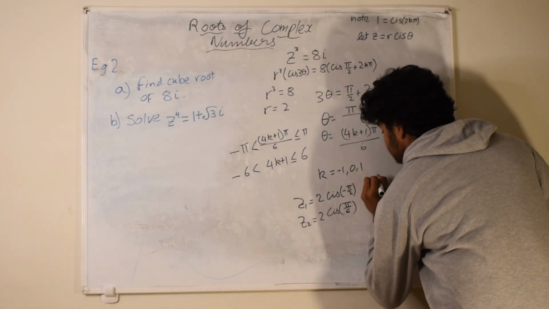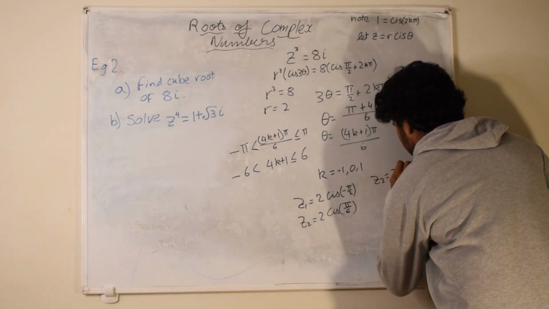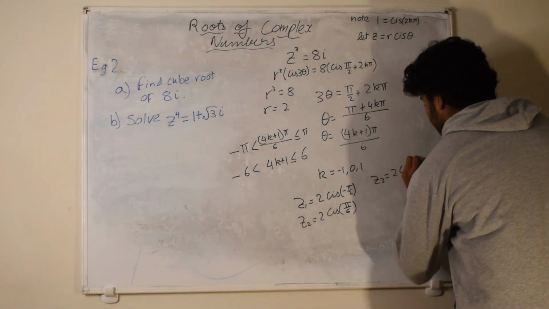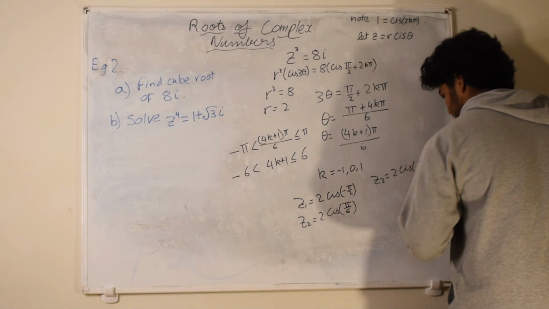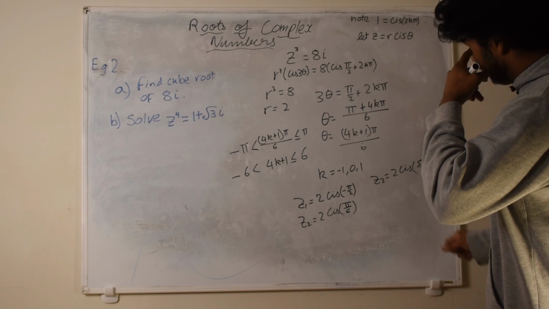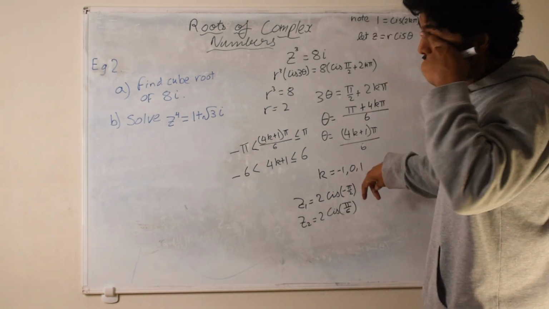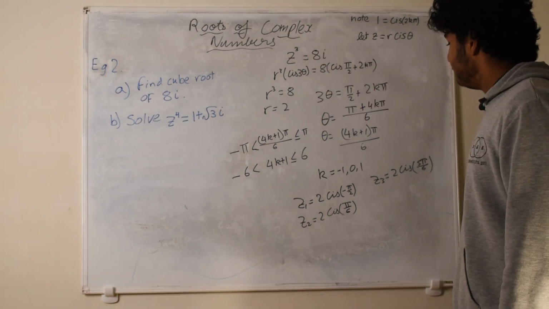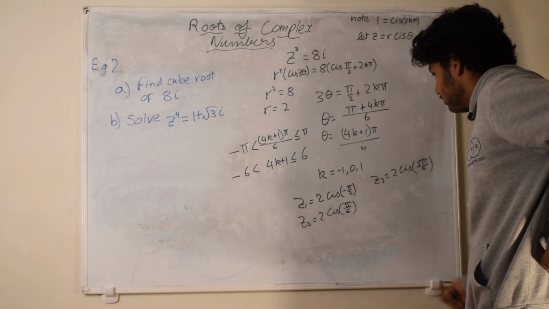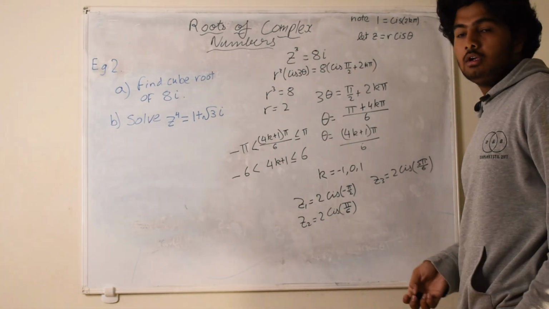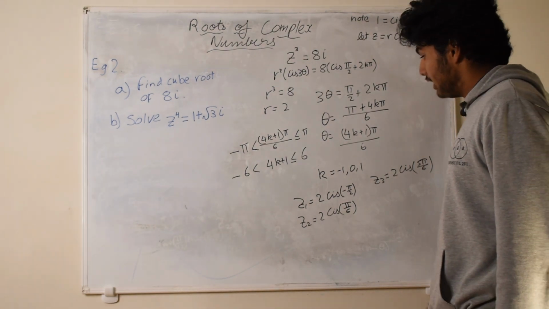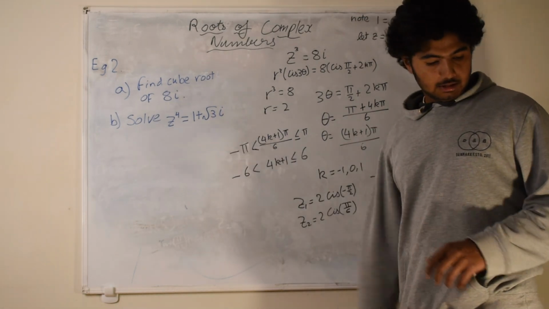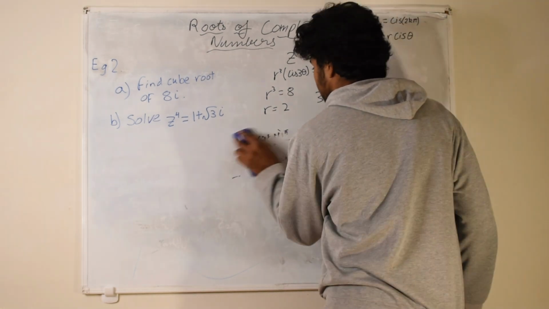And then z3 equals 2 cis, 4 times 1 is 4 plus 1 is 5, 5 pi upon 6. So these are your three solutions in mod-arg form for this complex number here. Sorry, the cube root of this complex number here, the three solutions. If you want to further go into writing this in Cartesian form, you can, but we'll just leave it at that for now. We'll go on to B, which is very similar, but a little bit different.